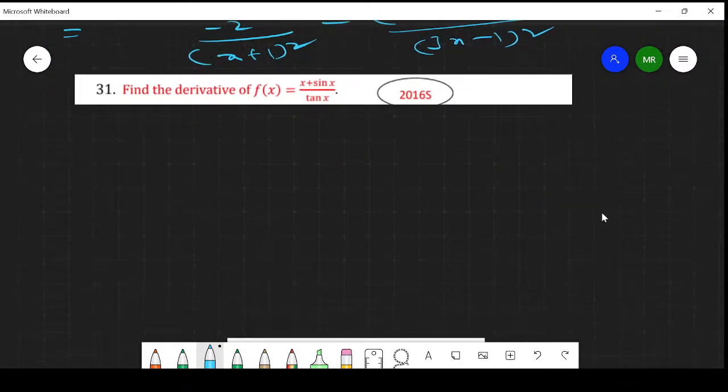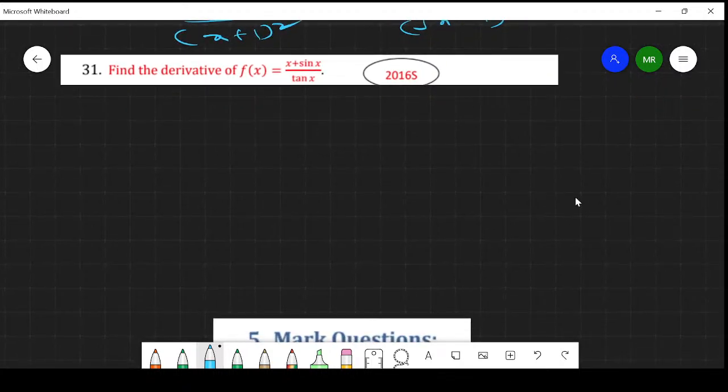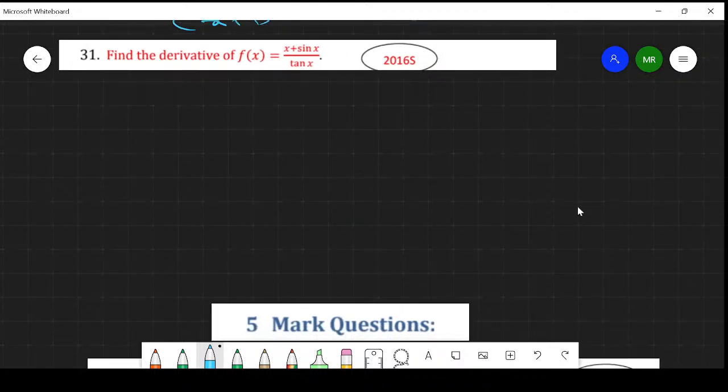In 2016 they asked this one for 4 marks. Find the derivative of x plus sin x by tan x. So this is one of the questions, quotient rule only. They are asking for the quotient rule. This is also one of the questions they ask for the quotient rule, and you can see it here.